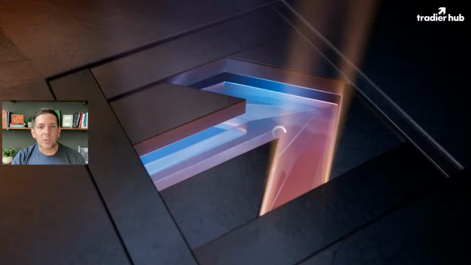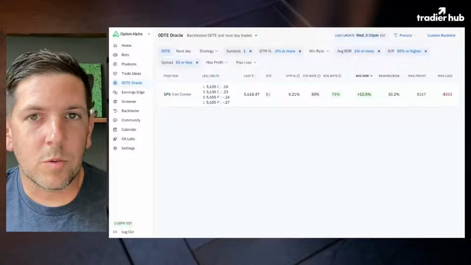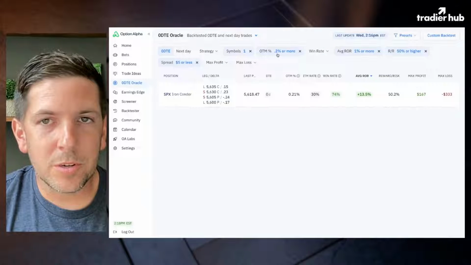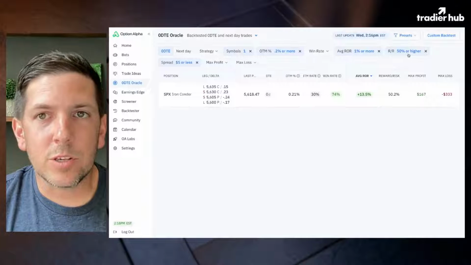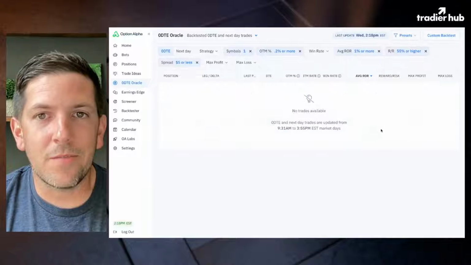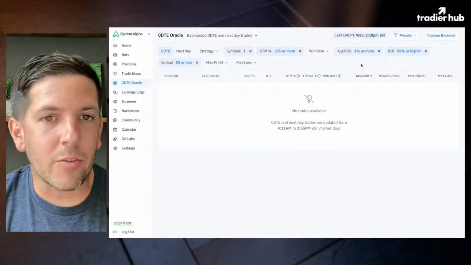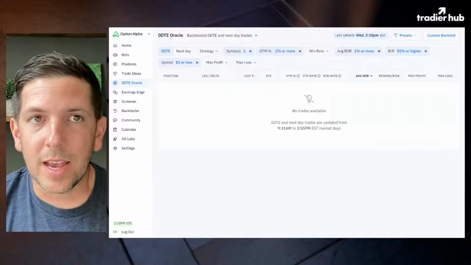We're going to switch back now to the Oracle, and what we want is trades that give us more than enough risk to reward to cover the risk in the position. If we're going to do 0.2% out of the money, and it's after 2 o'clock, we need a risk to reward greater than, say, 53%. So we'll just put it at 55% right now. And you can see right now there's just not any trades available that meet that criteria. And that's okay. That's what we want.